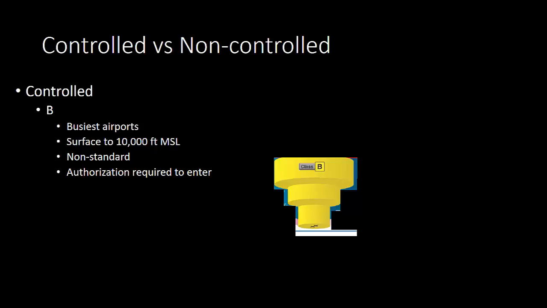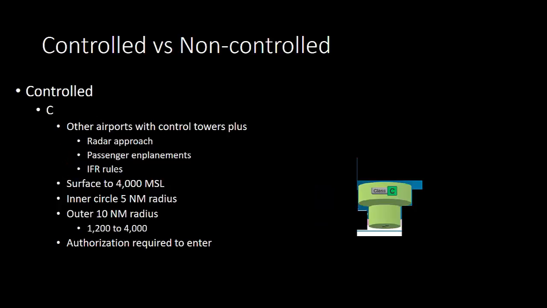You do have to have authorization to enter these areas, and good luck, because they're very, very busy, and they can be challenging to get approval sometimes because there's so much traffic. And as a drone pilot, we typically are what you would call low man on the totem pole as far as priority in these areas. Class C airspace.